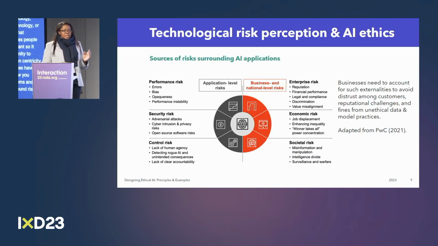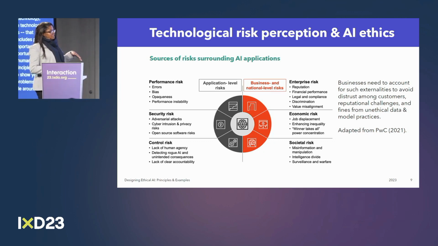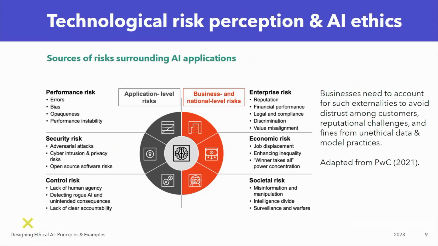Okay, so here is an overview of the landscape of risks that surround AI. There may be enterprise risk, economic risk, societal risks, control risks, security and performance risk. So you have risks that go from an application point of view, from the system itself, to what is business and the context-wise of a product. And both of them are important.